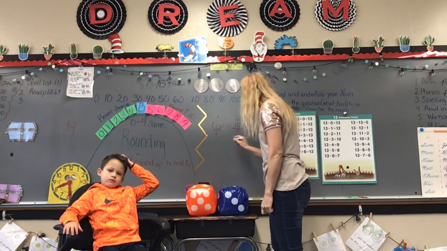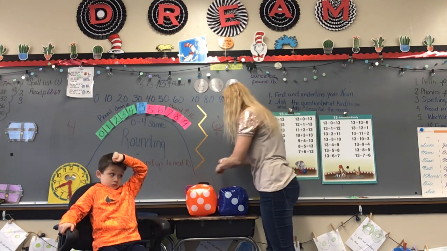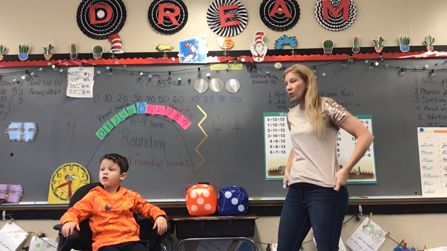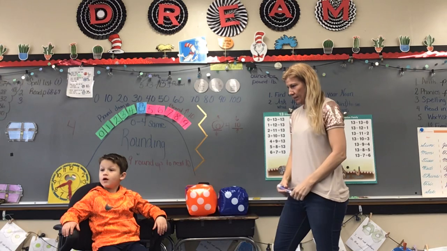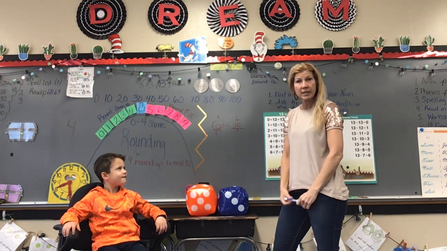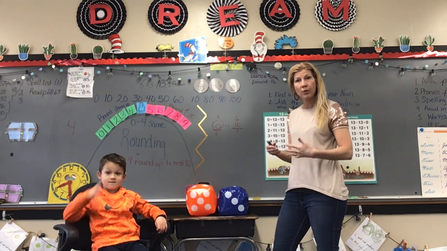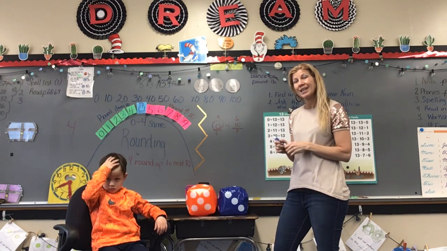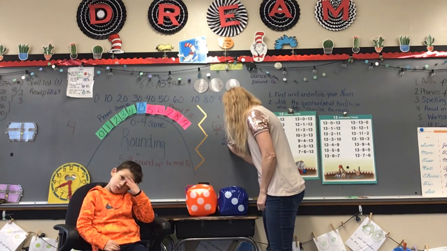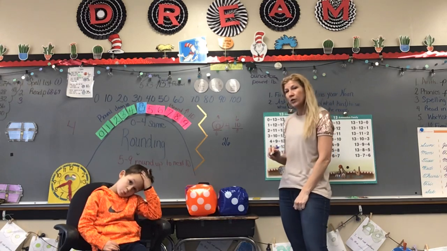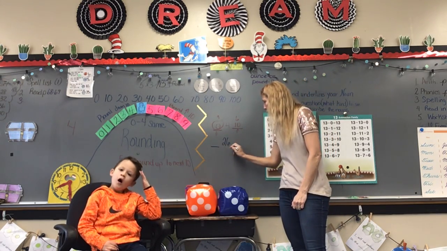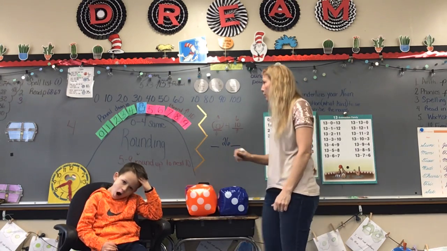Let's try another number. Ben, give me a number between 1 and 100. 26. Okay, 26. So we want to round. Remember, when we round, there's always a 0 in the ones place. So Ben said 26. All right, now for 26, we're going to think, what two tens would 26 be in between?